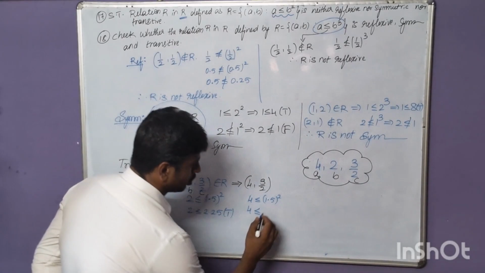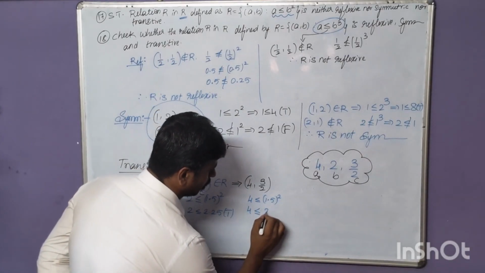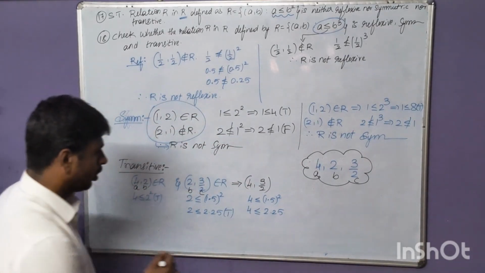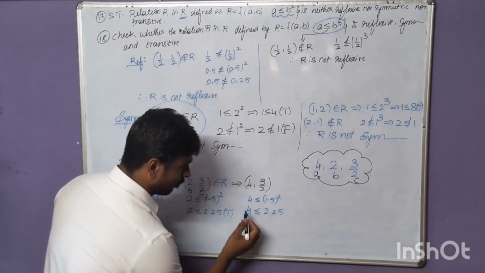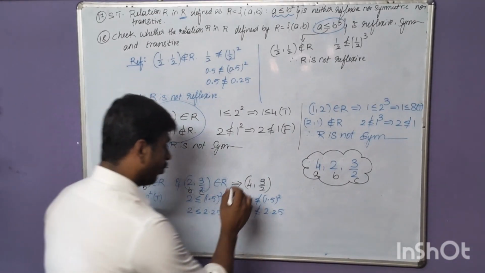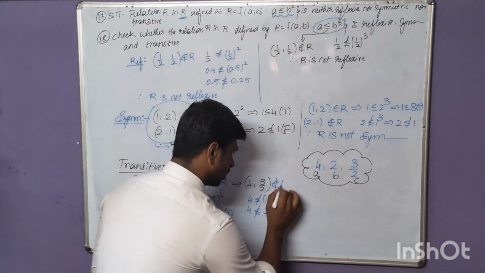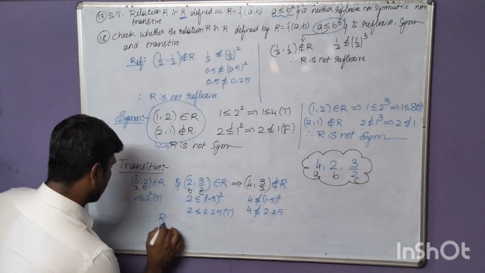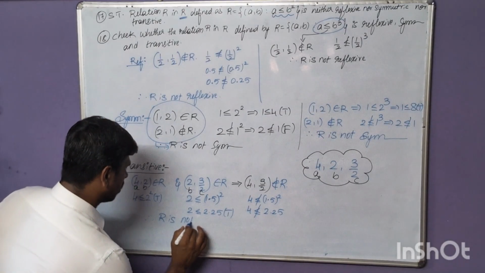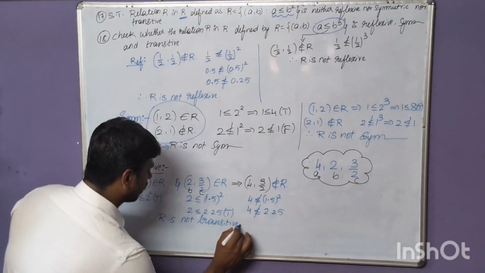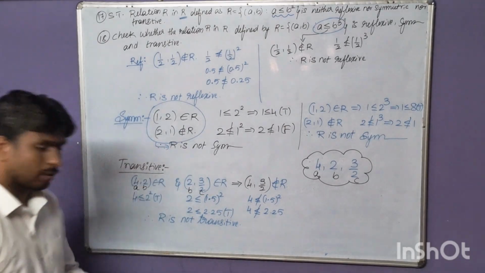What is 1.5 the whole square? 1.5 the whole square is nothing but 2.25. Clear? So from this it is very clear that the value of 4 is not less than or equal to 2.25, which means (4, 3/2) does not belong to R. Therefore, the relation R is not transitive relation. Clear? I hope you have understood.